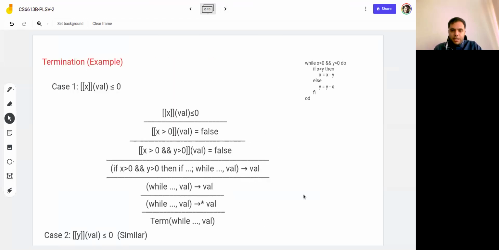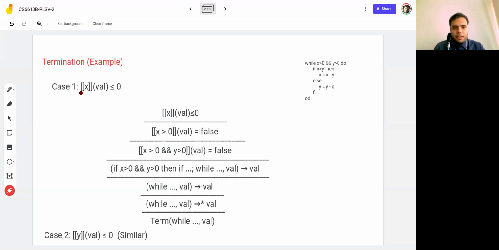Okay, so we do a proof by casework, and we look at the initial valuation val. What we want to prove is that for every initial valuation val, this program terminates. The way we do that is basically casework on the values of X and Y in the initial valuation. So the simplest case is if the while condition does not hold. If the while condition does not hold, then of course the program terminates. But how can we prove that?